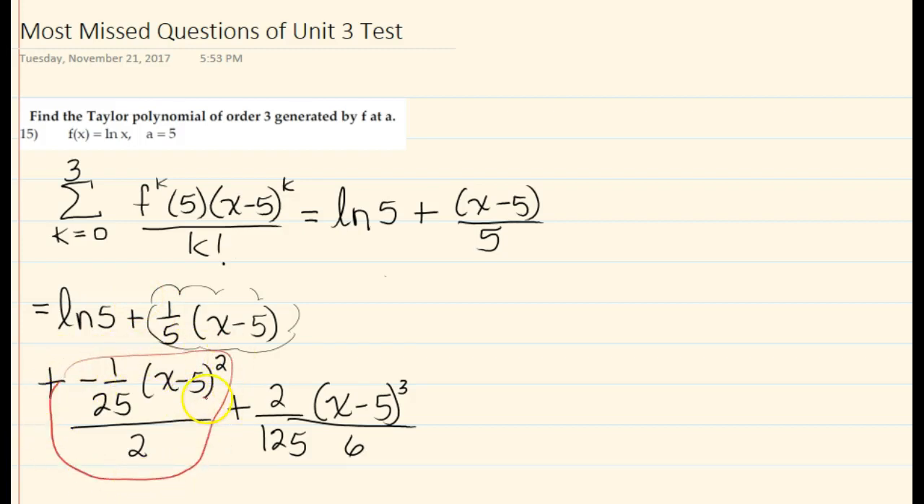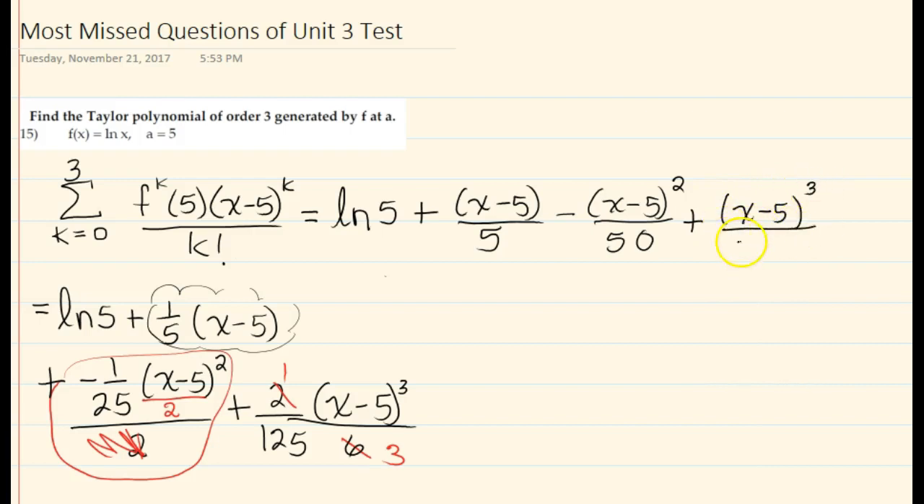Now let's take a look at this one right here. So essentially I'm going to put my over 2 right here so we can see that this is going to simplify as negative (x - 5)² over 50, just multiplying top times top, bottom times bottom. And then for the last one, that's going to be plus, and I'm going to reduce my fractions here. So my last term is going to be (x - 5)³ over 375. And that completes this problem.